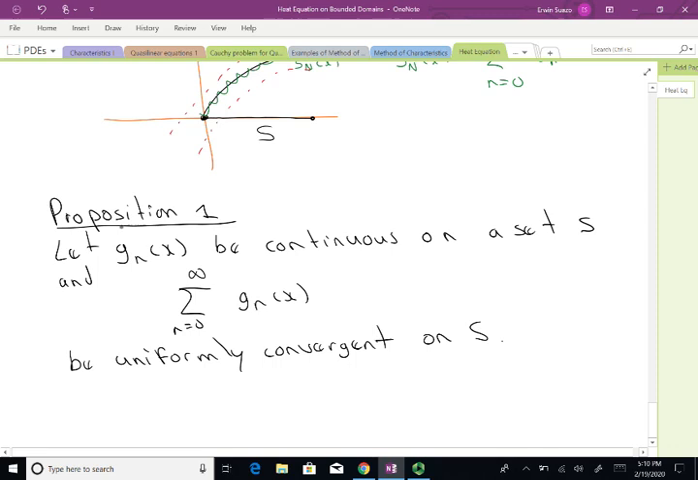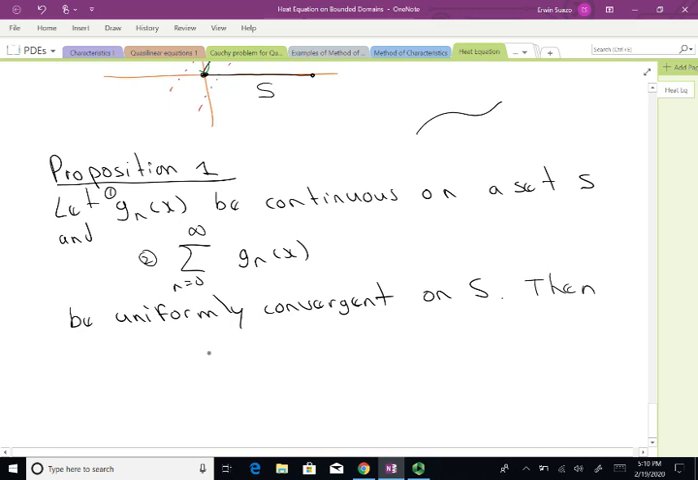So you have two hypotheses. First one, g sub n is continuous on a set S. So we're not talking here about piecewise continuous. No, it has to be continuous on the set S. And second, this infinite sum is uniformly converging on S. Then the sum of g sub n of x, n equals 0 to infinity, is continuous on S.